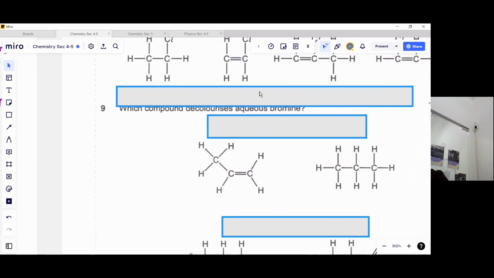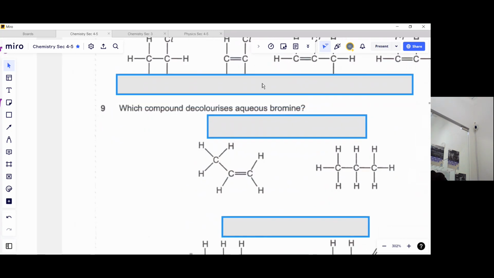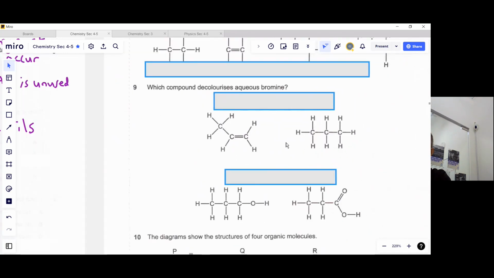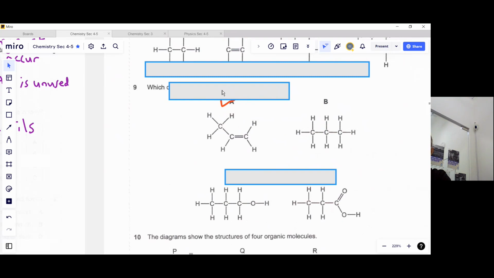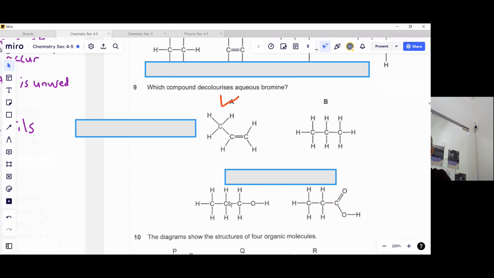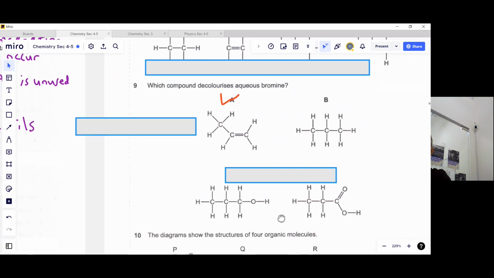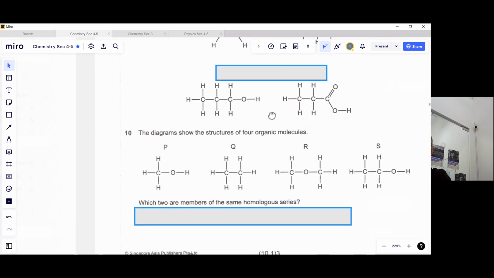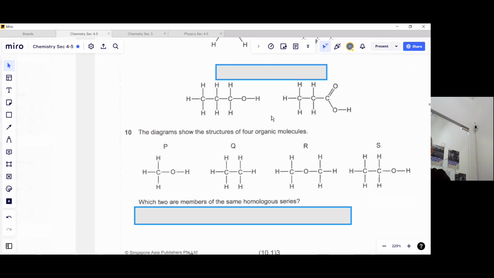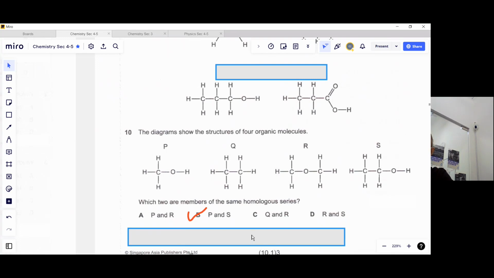Okay, number 9. Which compound decolorizes aqueous bromine? Okay, shouldn't get it wrong. Number 10. Which two are members of the same series? Charlotte. B for boy, yep, B for boy.